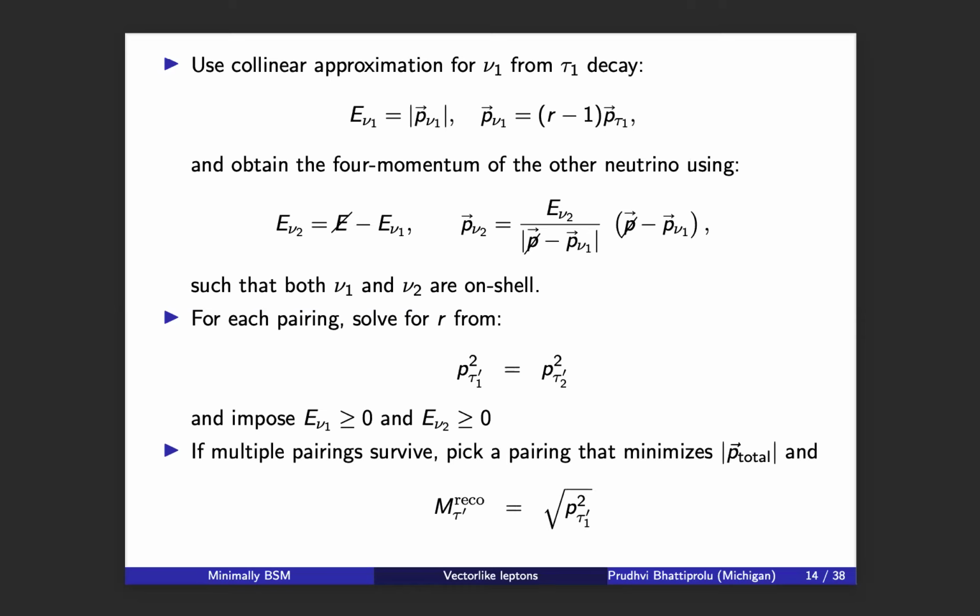And so, yeah, once we have solved for r, we now have all of the four vectors in the event. And in case there are multiple pairings of the tau primes, then we can pick a pairing that minimizes the total 3-momentum. Because if there is no initial state radiation, then the total 3-momentum is exactly 0. And so minimizing this would give us the right combination, or the right pairing.